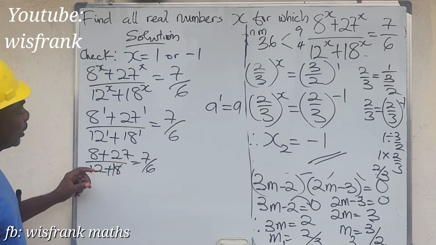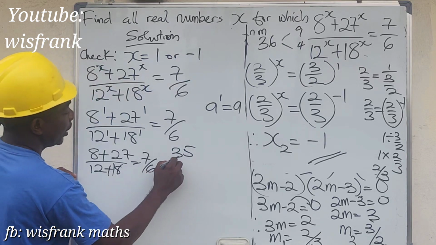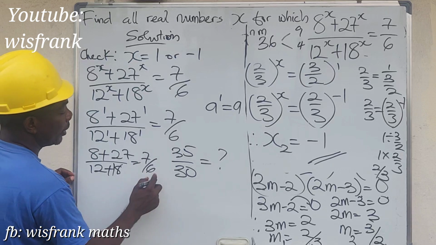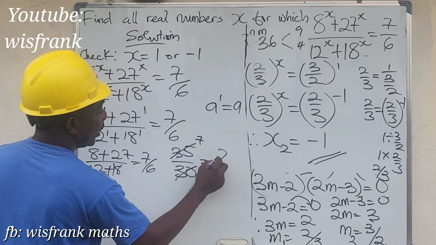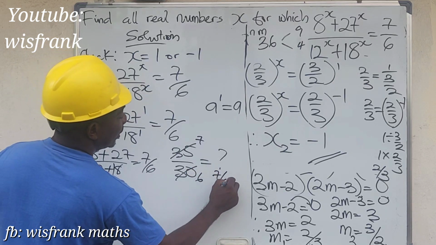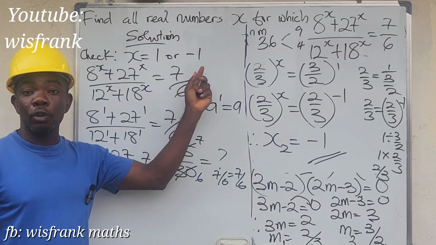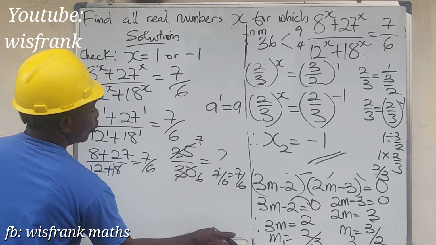8 plus 27 is going to give us 35. 12 plus 18 is going to give us 30, all over what? Here is 7/6. So 5 will cancel here, we have 7, and 5 will cancel here, 6. Therefore, we have 7/6 equals 7/6. So the value of x equals 1 satisfies this expression. Let us check for x equals minus 1.